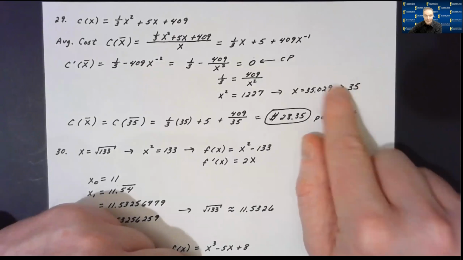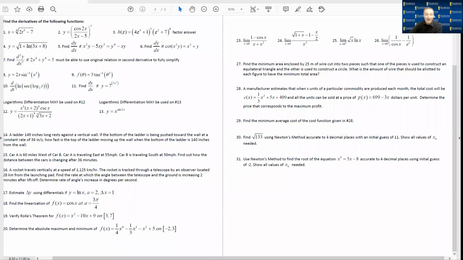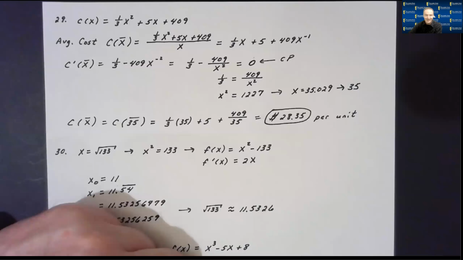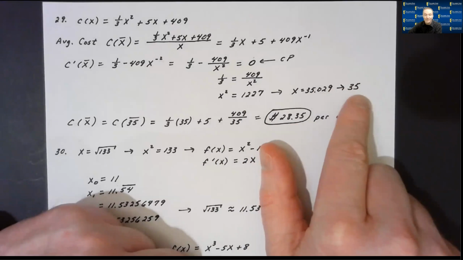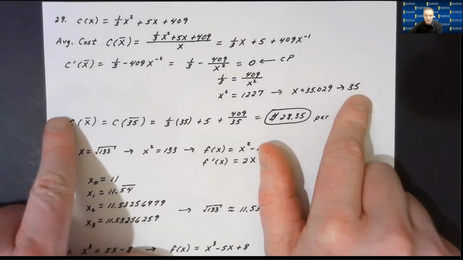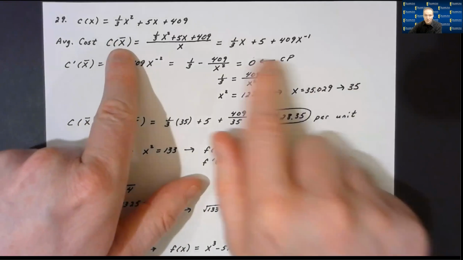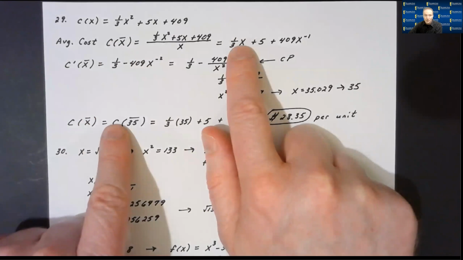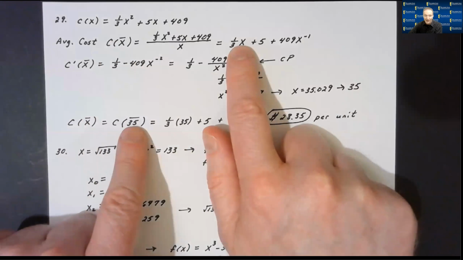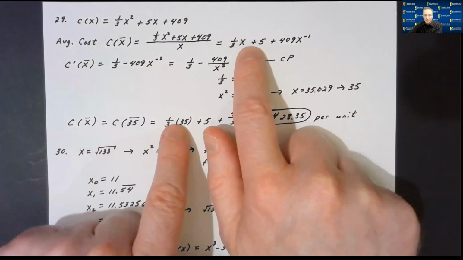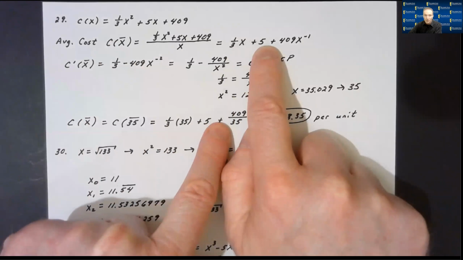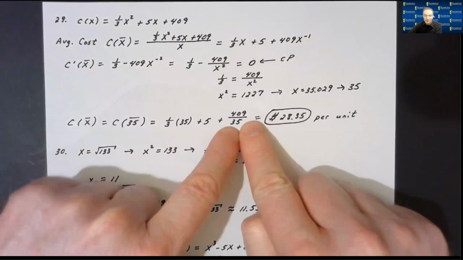But again, 35 is not the answer to the question. 35 is the number of units that you need to use in order to produce the minimum average cost. But the answer to the question is to find the minimum average cost. So you say, okay, I'll take that x value that minimizes the average cost function, and I'll literally plug it into my average cost function, which was right up here. So I need to evaluate the average cost function at 35. So I've got 1/3 times 35 plus 5 plus 409 divided by 35.